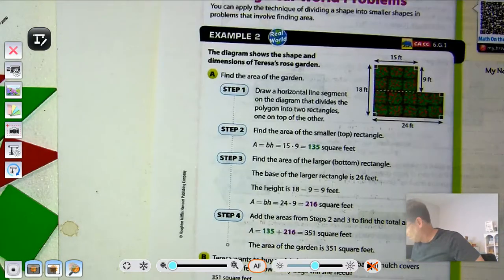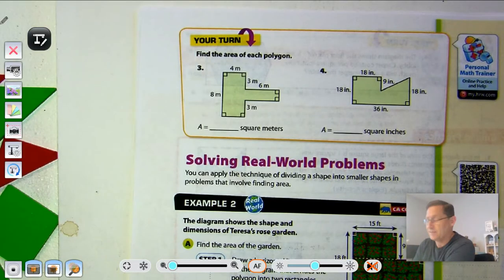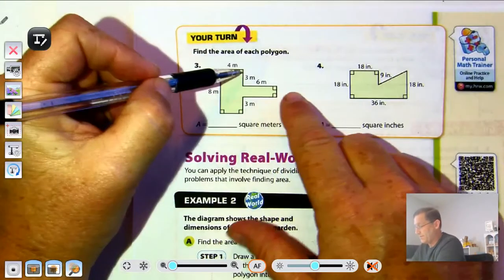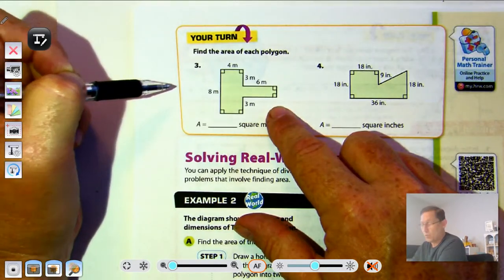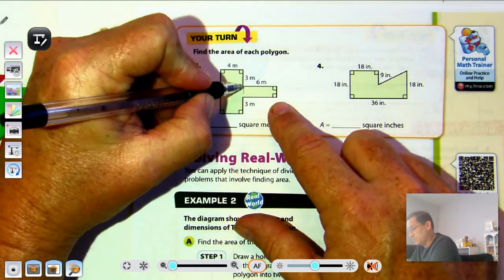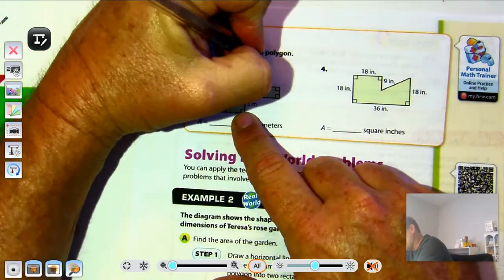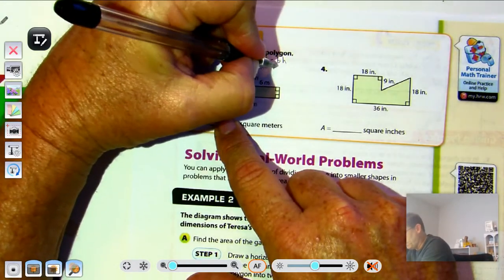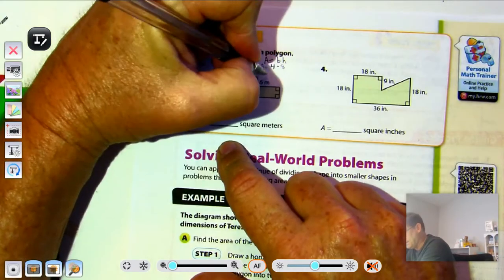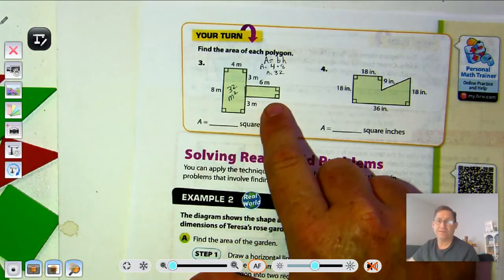All right, so 393. Find the area of each of the polygons. Again, it's up to you how you want to solve it. You could think of this as one full rectangle, or we can break it into two separate rectangles. I'm going to use two separate rectangles. The area of the first one is going to be 4 times 8, so 32 meters squared.